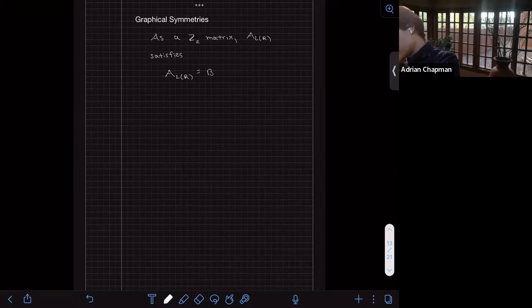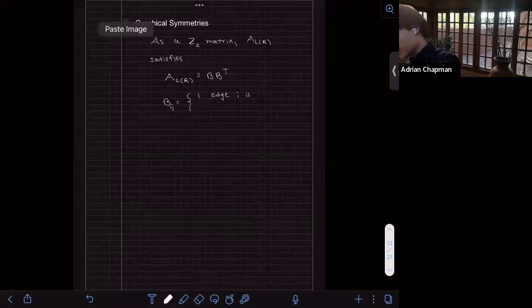That's the transpose, where the matrix B is 1 if, the matrix element Bij of B is 1 if the edge i is incident to vertex j. So this is an edge to vertex incidence matrix, and it's 0 otherwise.